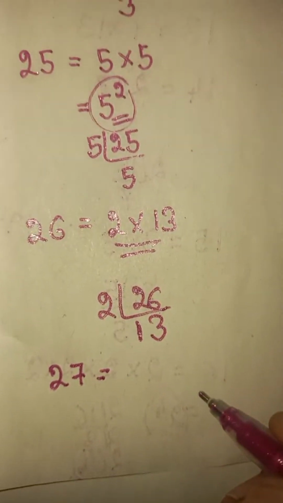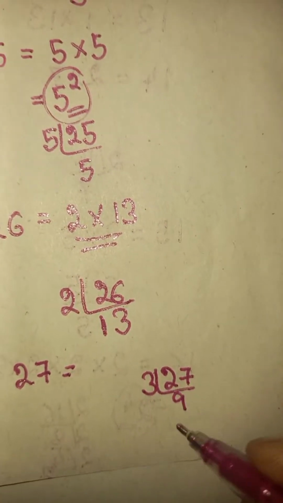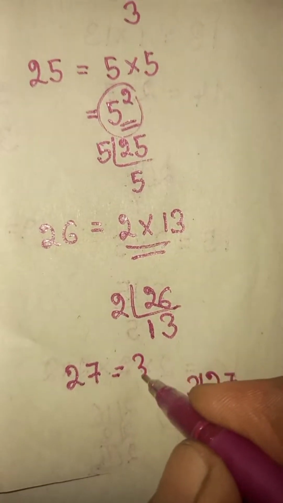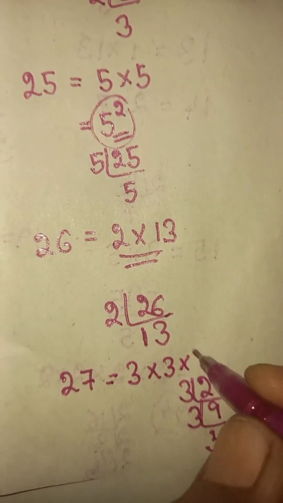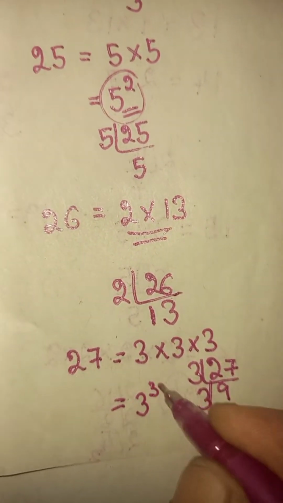Let's take 27. 27 you can start dividing here. 27 can be written as 3 times 9. 9 can be divided again as 3 times 3. So 27 becomes 3 times 3 times 3. There are three 3s, so you can write it as 3 cubed.